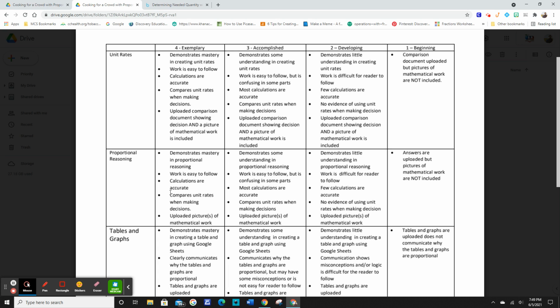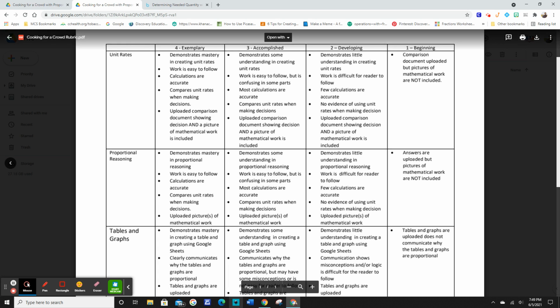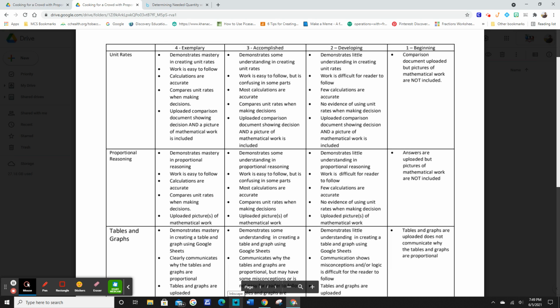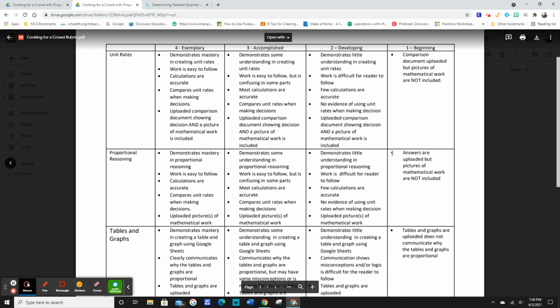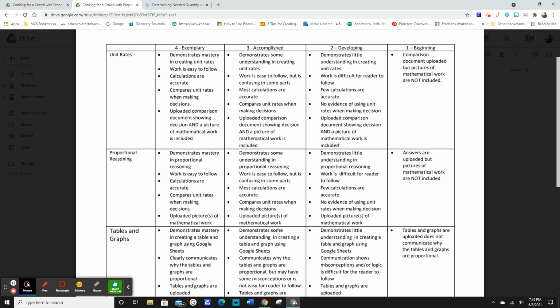One of the things that I want to point out, again, I talked to you earlier about how important communication was. So on the rubric I have down here, at beginning level, no student can be above a beginning level if they do not show their work. So like I said, it's all about communication. They've got to be able to communicate it. If they show their work, then they are eligible to be in the developing or the accomplished or the exemplary categories.